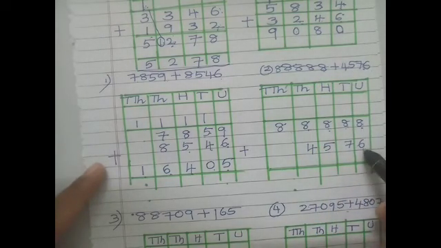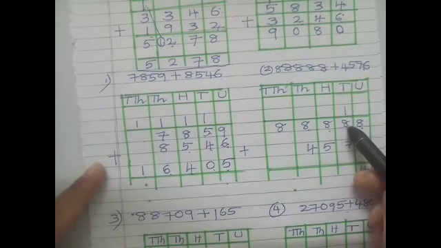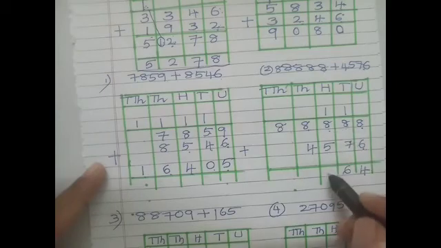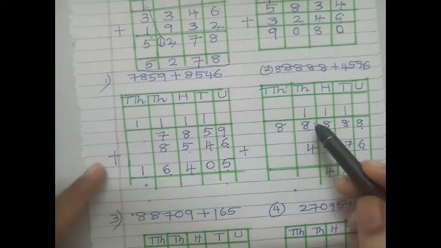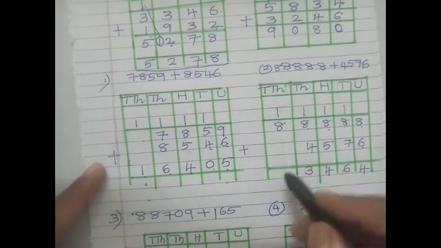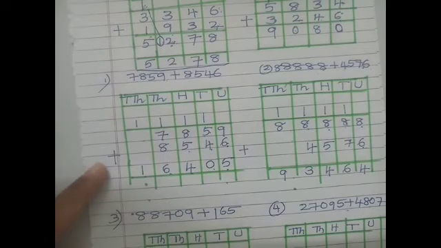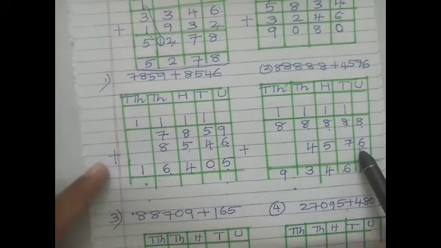So, 8 plus 6 is 14 and 1 carry over. 8 plus 1, 9, 9 plus 6, 15, 1 carry over, 8 plus 1, 9, 9 plus 4, 13, 1 carry over, 1 plus 8 is 9. Is that clear children? So, this way we can add a 5-digit number and a 4-digit number also.